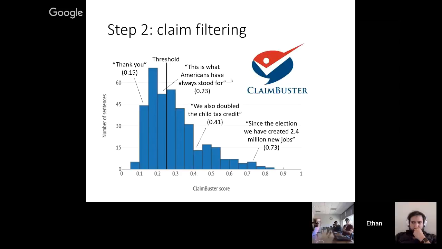So any sentence that we get from our speech-to-text transcription that has a score less than 0.25 from ClaimBuster, we throw out, and we don't even look for a fact check. And this is to make things faster. If we're checking "thank you" 12 times, that's going to slow everything down. And there's also always the chance of a false positive. So if we can filter out sentences before we do actual claim matching, that saves us time and increases our accuracy.